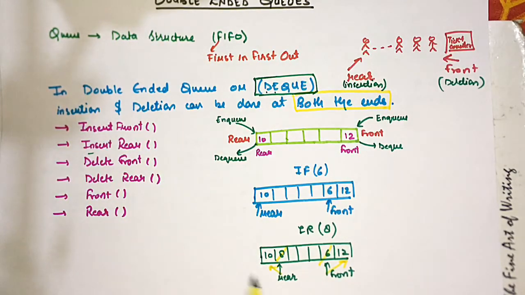Front is a function which will return the front element, and rear is the function which will return the rear element. So this is all about the double-ended queue. Now there are two more types of queue which I want to quickly discuss with you.